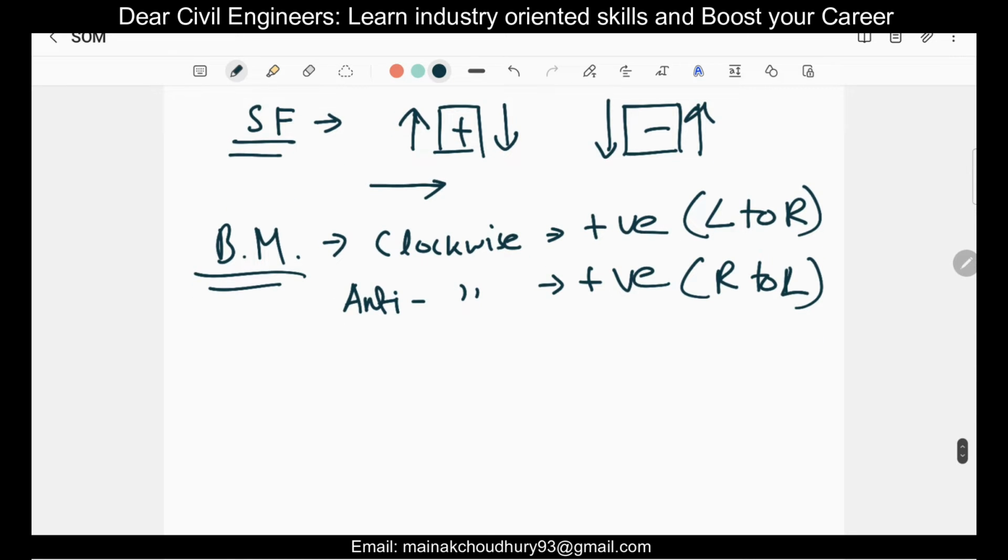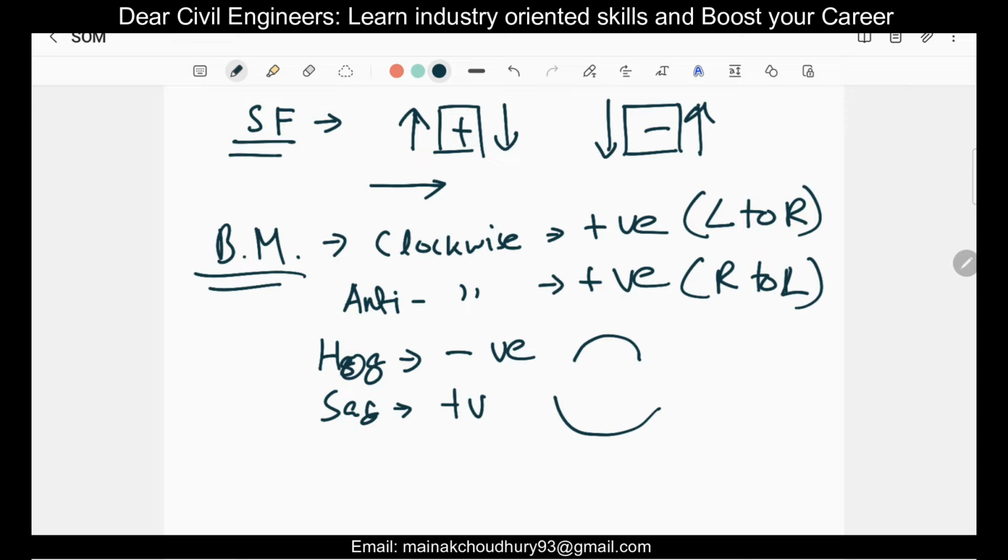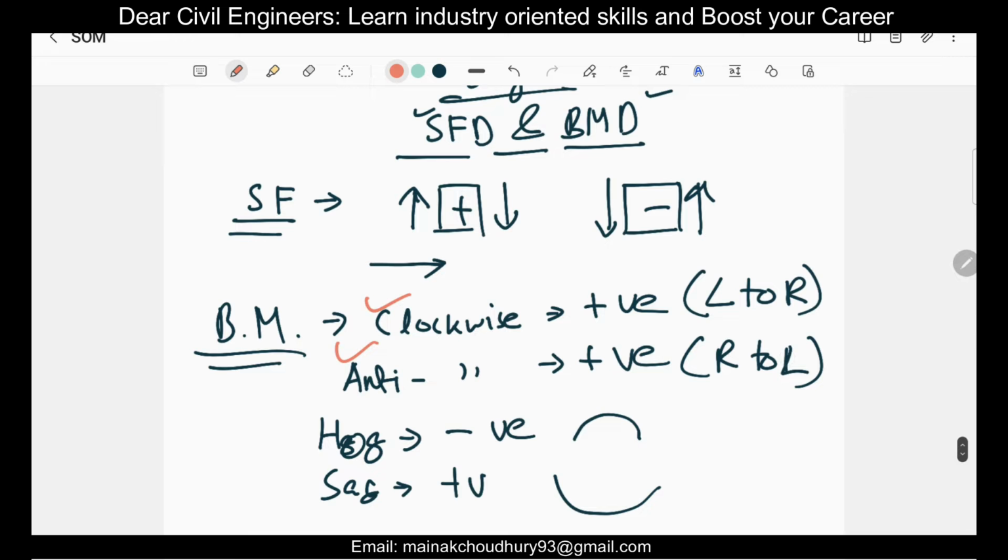Now let's move further. Sometimes this anti-clockwise and clockwise is also called hogging and sagging. Hogging is negative and sagging is positive. So this is sagging and this is hogging. You can remember this also, but in my experience the clockwise and anti-clockwise are easier to comprehend.